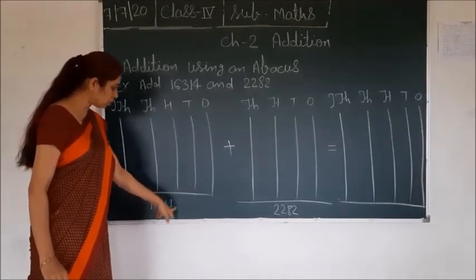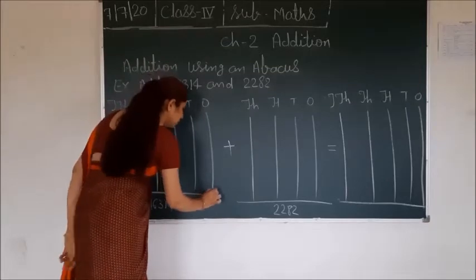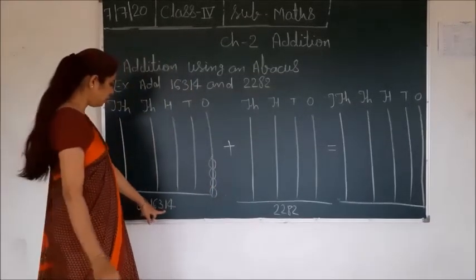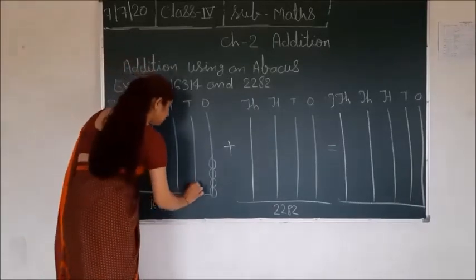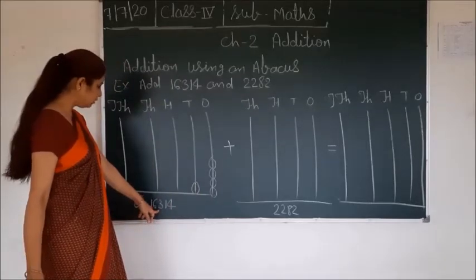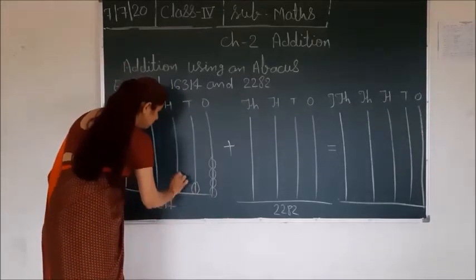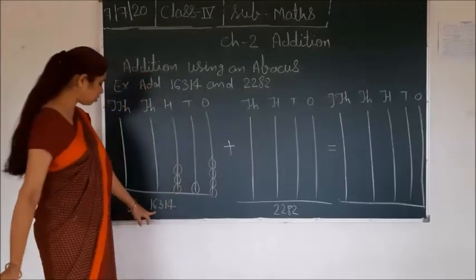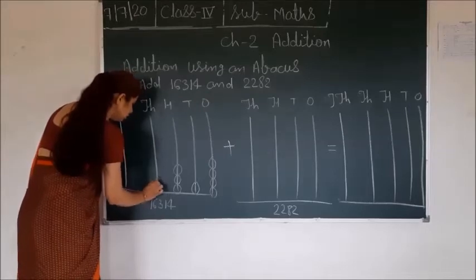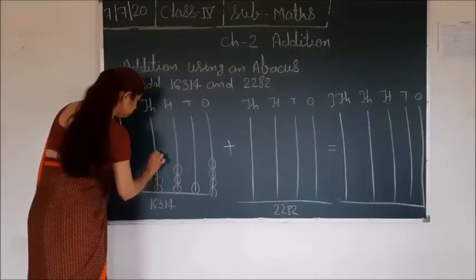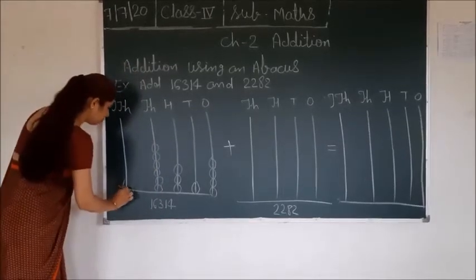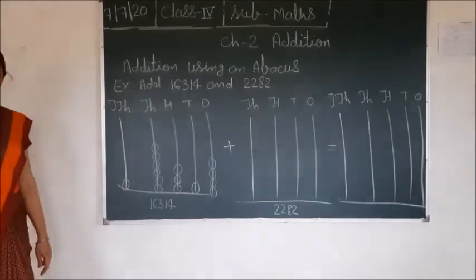Put the beads, draw the beads. Place of ones is 4. Then in place of ones 4 beads: 1, 2, 3, 4. Place of tens is 1, means 1 is here. Place of 100 is 3. Put 3 beads: 1, 2 and 3. Place of 1,000 is 6. Put here 6: 1, 2, 3, 4, 5, 6. Place of 10,000 is 1. Put here only 1. Clear?